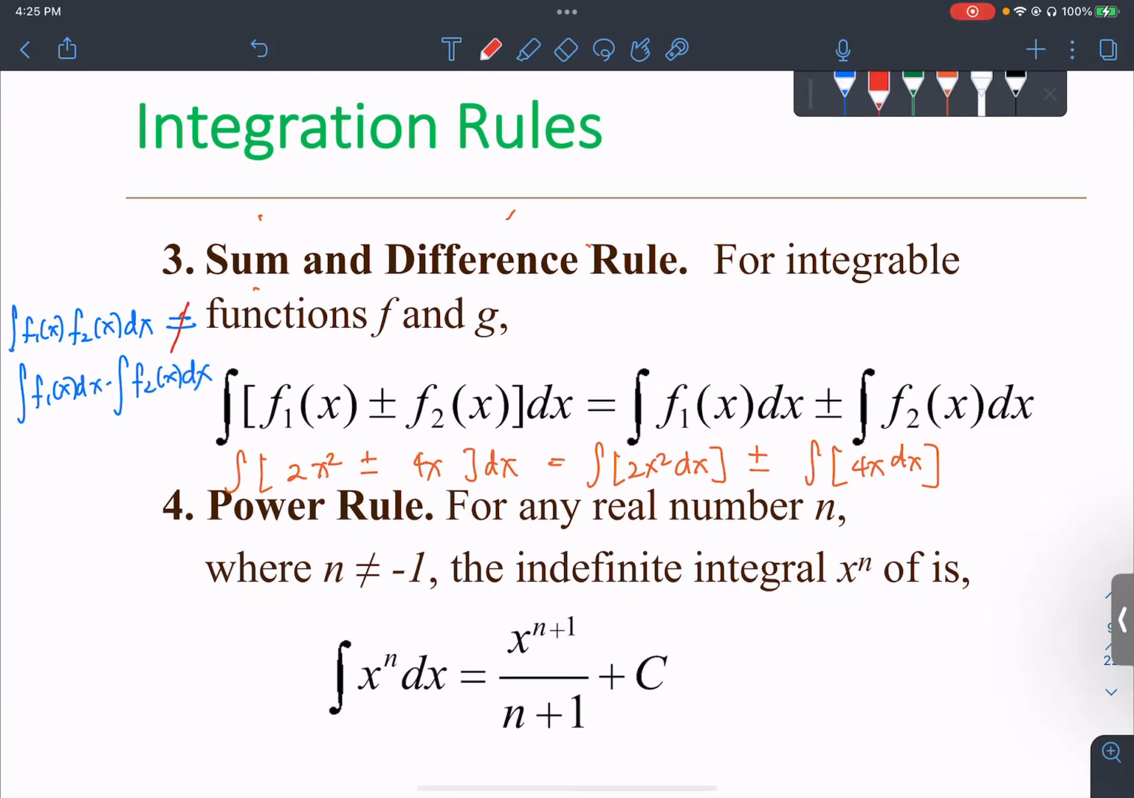It's not. Okay, that is not equal. So we cannot do that. We cannot simply get the integral of f1 and then get the integral of f2, and afterwards multiply the integrals. Wala tayong rule na ganon.